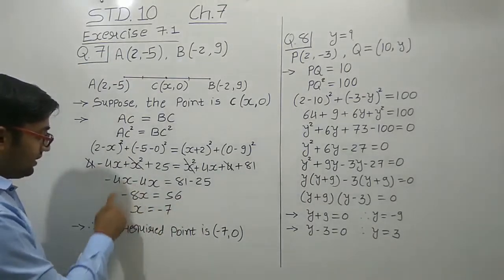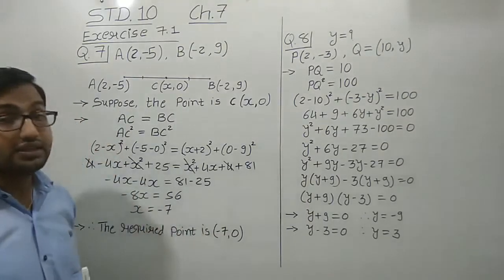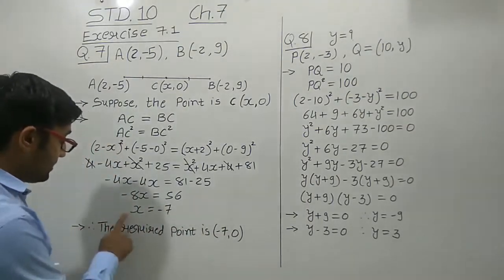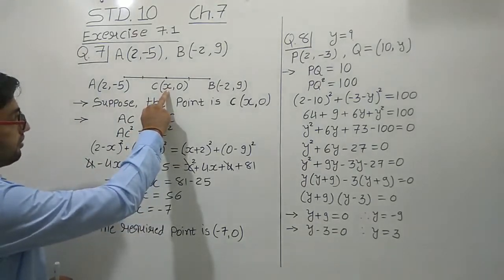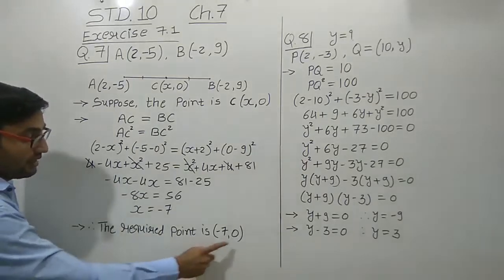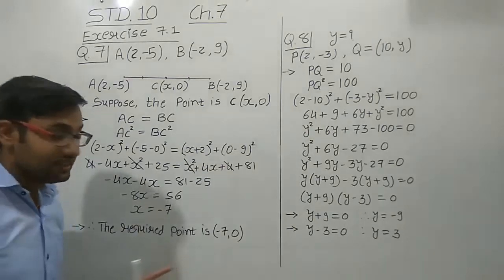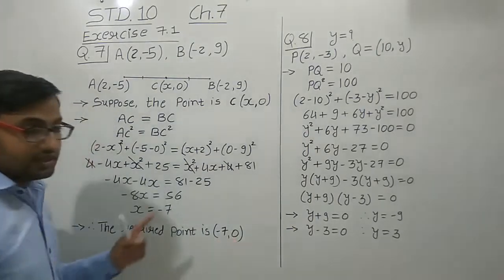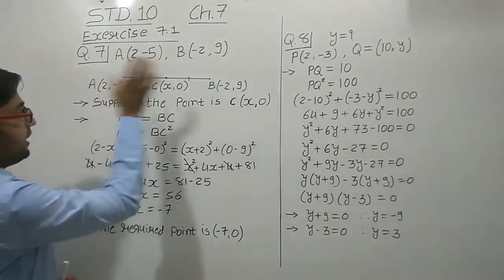So by taking this minus 8 to the right hand side, it will divide the 56, and the answer we get is minus 7. So what is this? This is the x. By putting this x value, minus 7, we get the required point. Therefore the required point is (-7, 0). This point is on the x-axis, that is why its y coordinate is 0, and this point is equidistant from the points A and B.